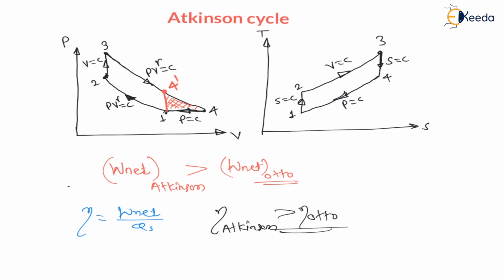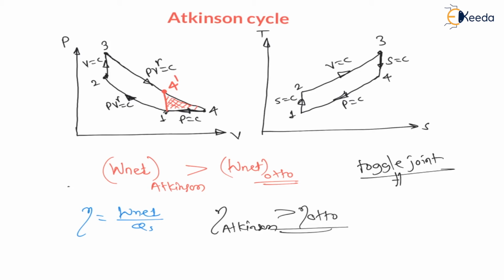But my dear students, for Otto cycle the heat rejection is at constant volume, that is 4 dash to 1, and for Atkinson cycle the heat rejection is at constant pressure, that is 4 to 1. And to make this constant volume process into constant pressure process, we need a toggle joint, right? We need a toggle joint to convert this constant volume process into constant pressure process.